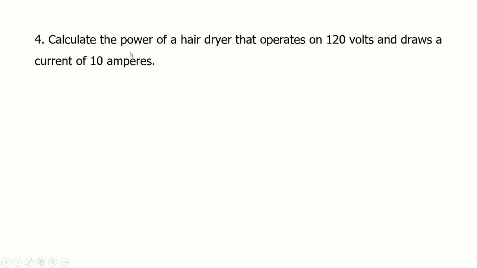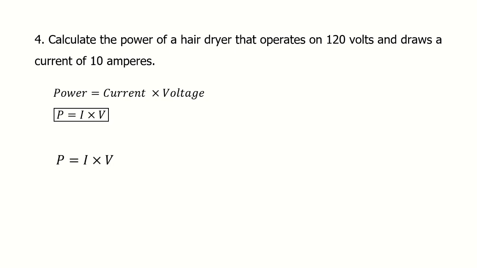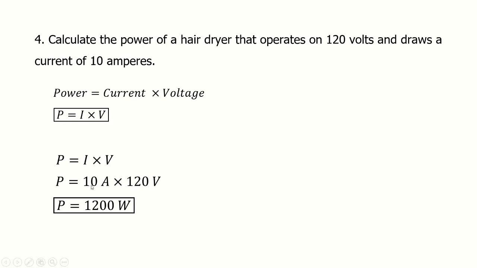Okay, in the fourth one, now we are calculating for the power. Remember, we have 3 formulas for power. The device operates on 120 volts. We're given volts and current, so this is easy. Power is current times voltage. That's just 120 times 10. 1,200 watts, or 1.2 kilowatts if you divide by 1,000.